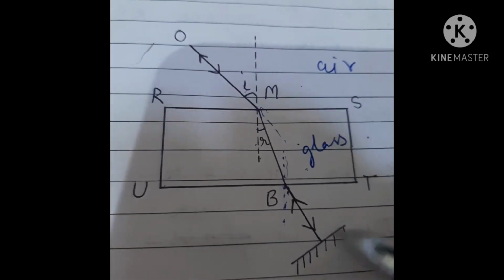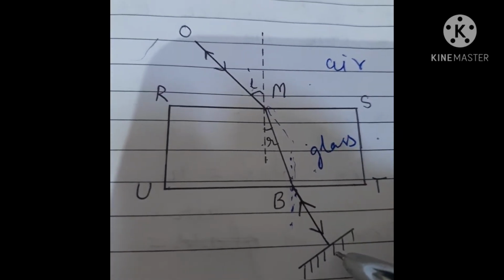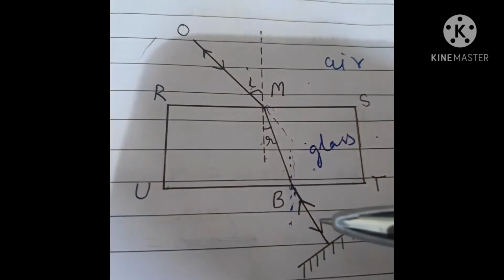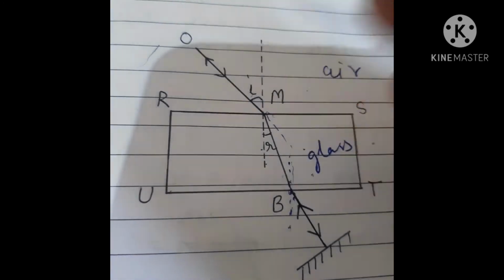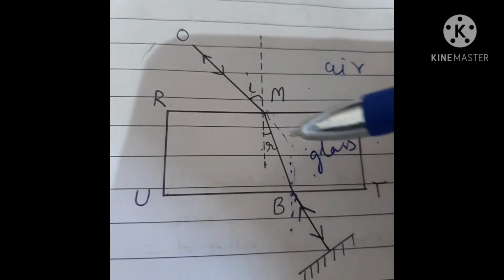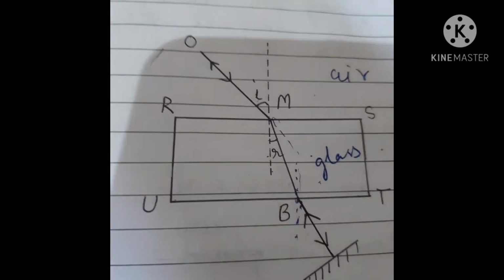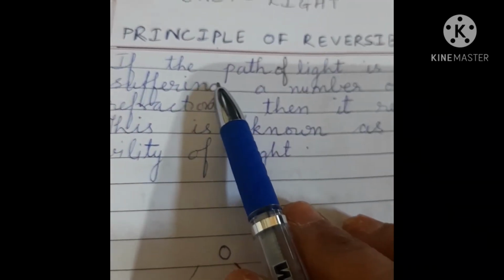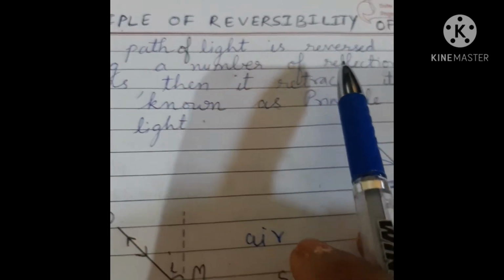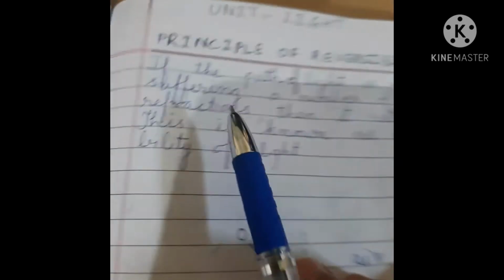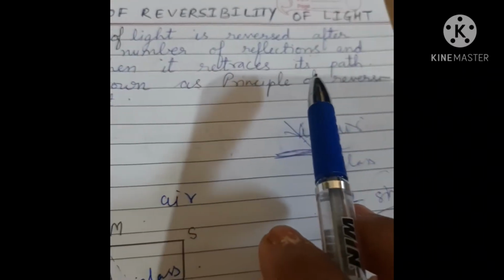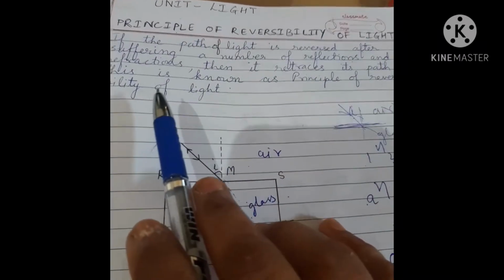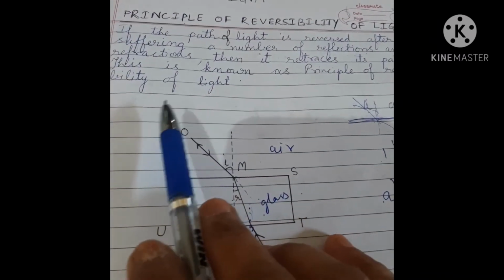Then here one plane mirror is put. It strikes it. Then after striking it, it moves back on its path. Means here it retraces its own path, the path on which it has come. So here I have written the principle of reversibility. If the path of light is reversed after suffering a number of reflections and refractions, then it retraces its path. This is known as the principle of reversibility of light.